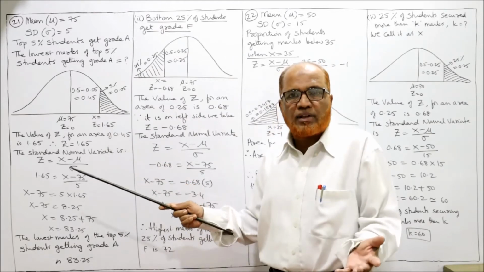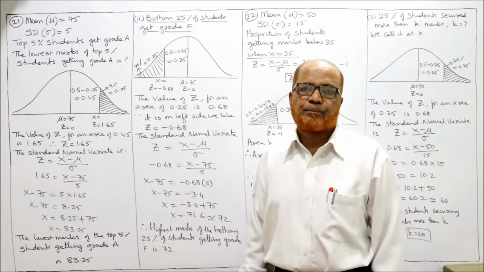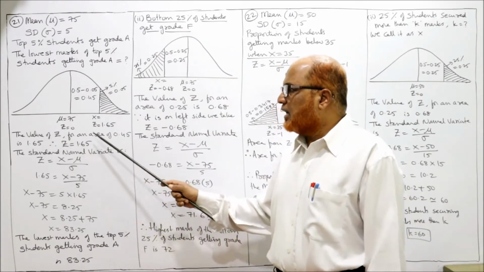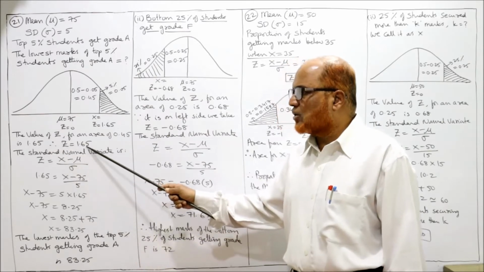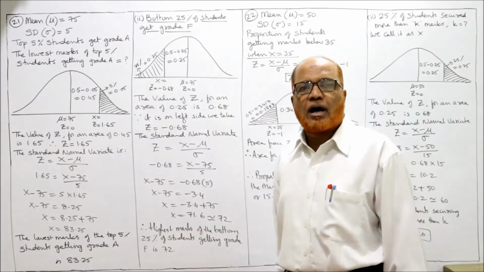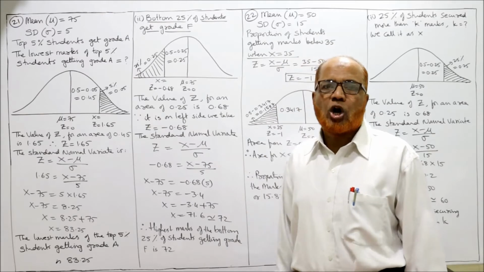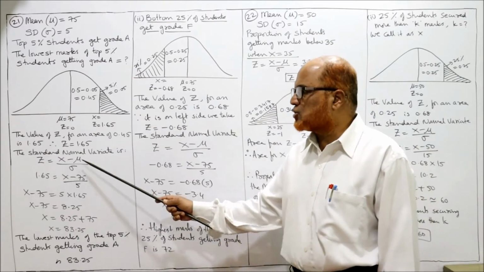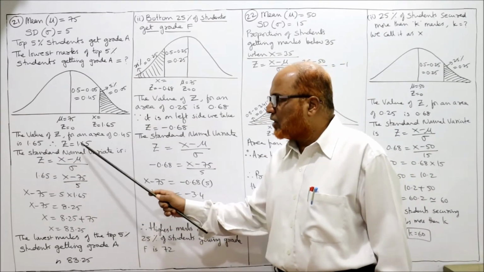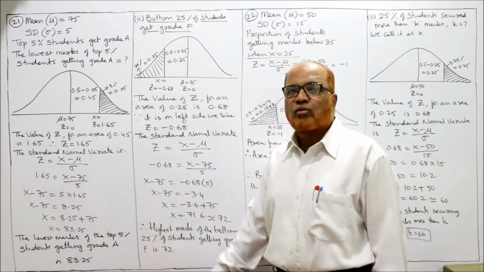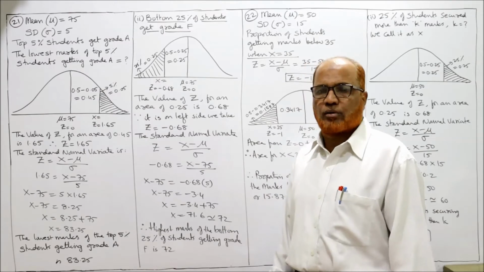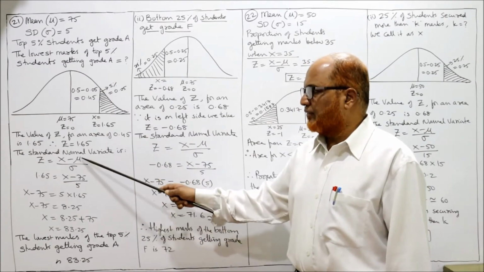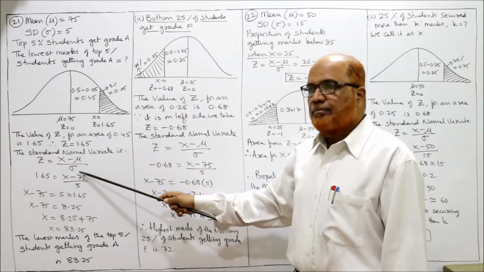This value is not given in the problem. You have to refer to the area table. The value of Z for an area of 0.45 is 1.65. Therefore, Z is equal to 1.65. Now we apply the formula. The standard normal variate Z is equal to x minus mu by sigma. The Z value we got is 1.65, x we have to find out, which is the lowest marks, mu is 75, standard deviation 5.